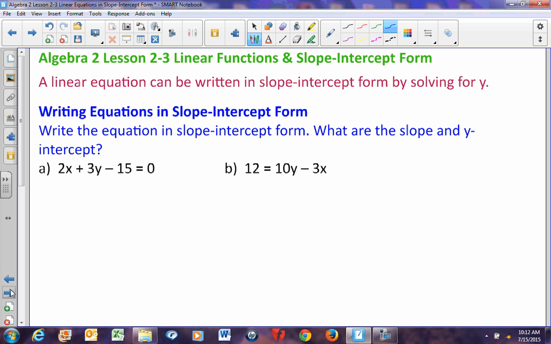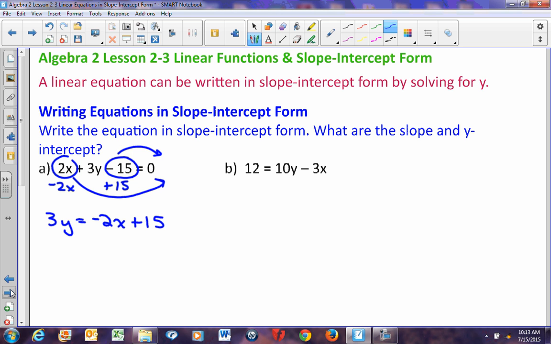2x plus 3y minus 15 equals 0. If I need to solve this so that I can find the slope and the y-intercept, I need to solve it for y. So I need to subtract 2x, and I need to add 15. So I need to move both of these to the other side of the equation, and when you do that, their signs change. So I now have 3y equals -2x plus 15, because moving them from one side of the equation to the other changes their sign.